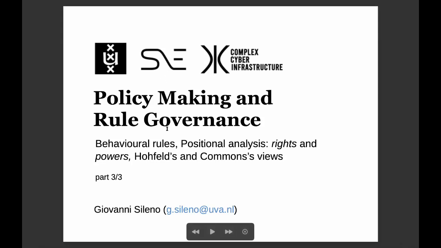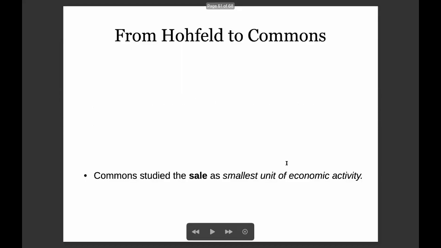In the third part of the seminar, I will go very briefly through the economic interpretation of normative relationships. Commons is an American economist active a few years after Hohfeld. He studied in depth the sale transaction as the smallest unit of economic activity. As we saw last week, a sale is a bilateral contract between a buyer and a seller.